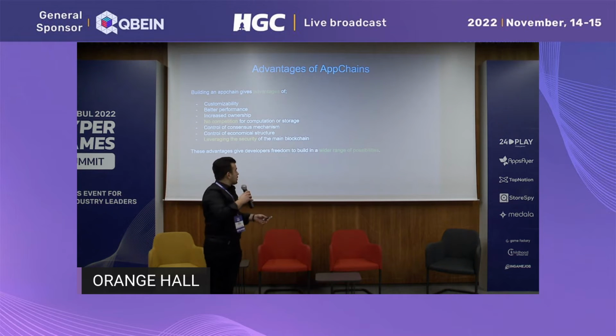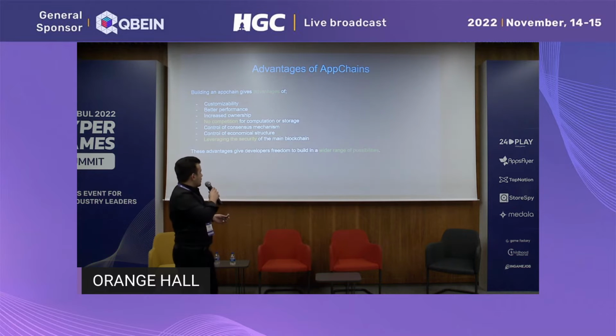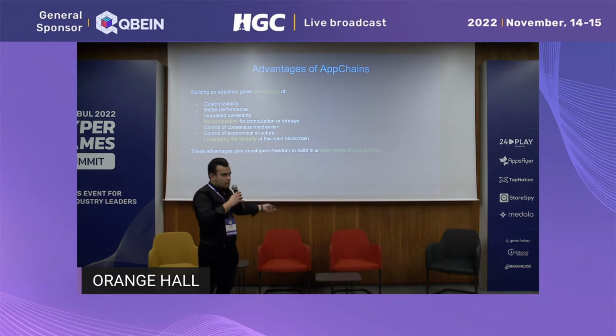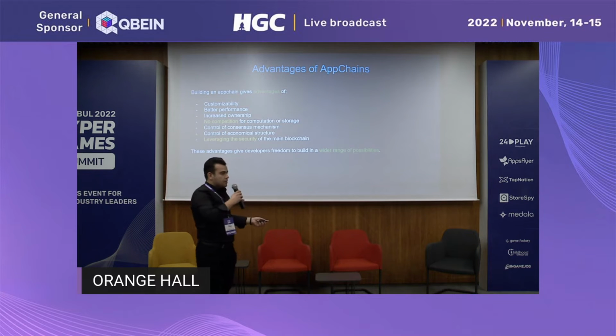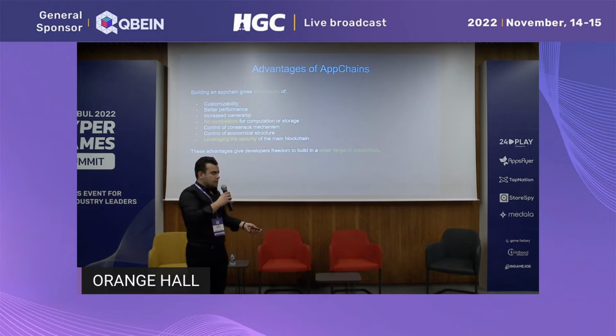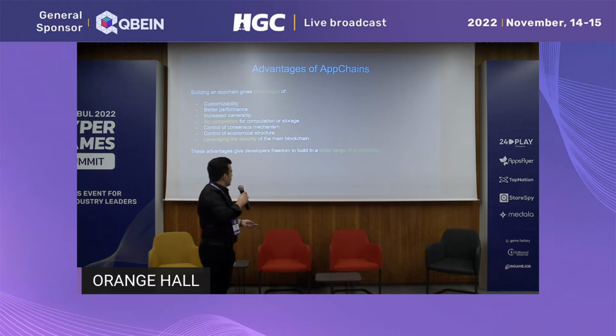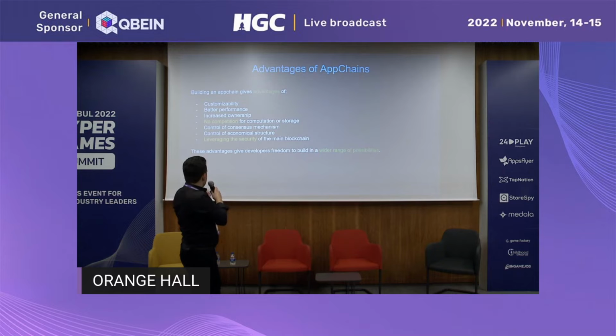Advantages of app chains, as I said, they are customizable. You can customize your consensus mechanism, your economic and governance management, so you can have a voting system in the blockchain. The validators can have tokens as staking, and by this way they will have the right to decide what is executed on your blockchain. And all these advantages give developers the freedom to build their applications in a wider range of possibilities.